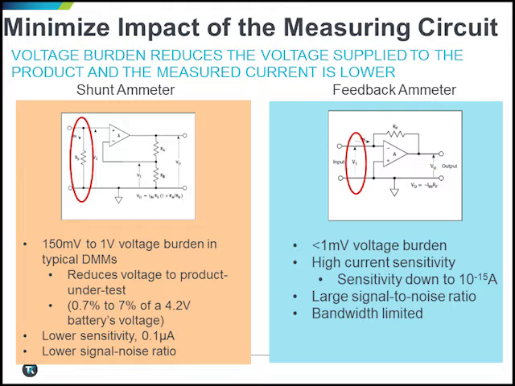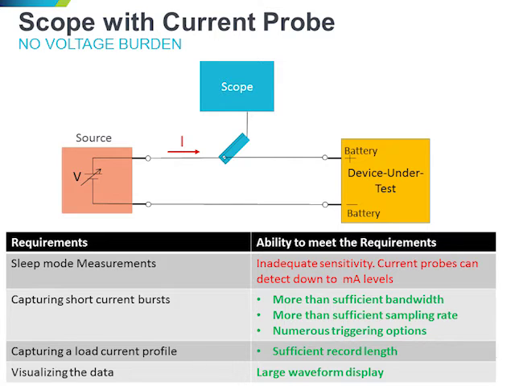Now that we know what we need and are aware of some of the issues with current measurement, let's take a look at our instrument alternatives. Here is our test circuit for load current measurement with a voltage source supplying the load current to the device under test. I brought up the impact of voltage burden related to inserting a measurement instrument into a circuit for current measurement, but I did not mention that current can be measured without disturbing the circuit at all.